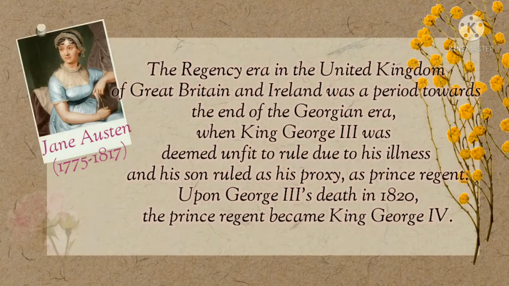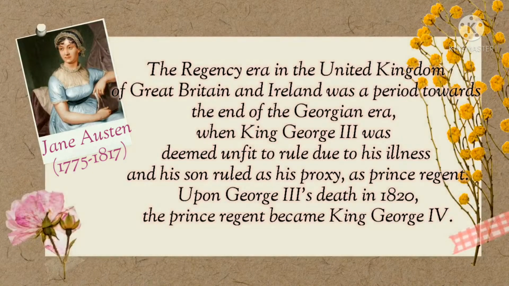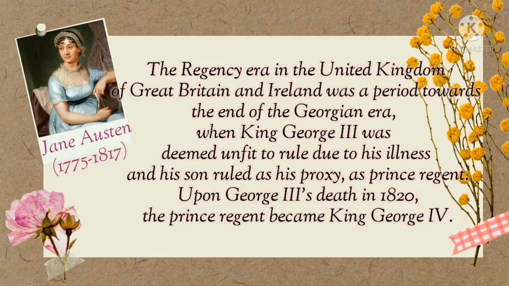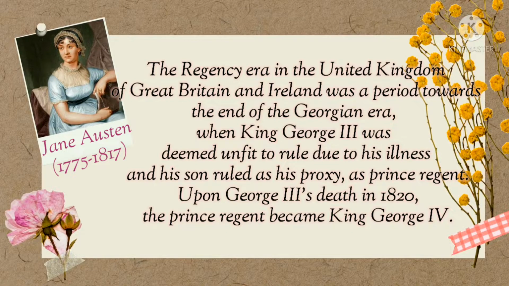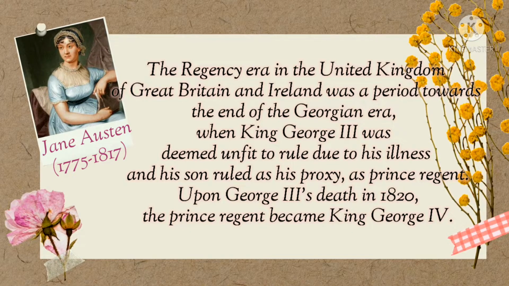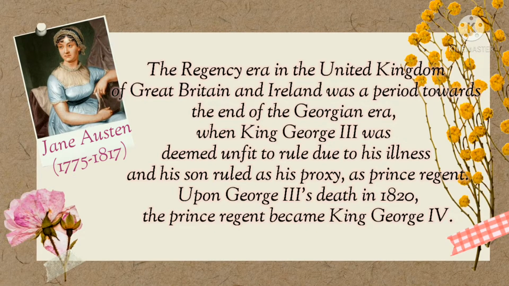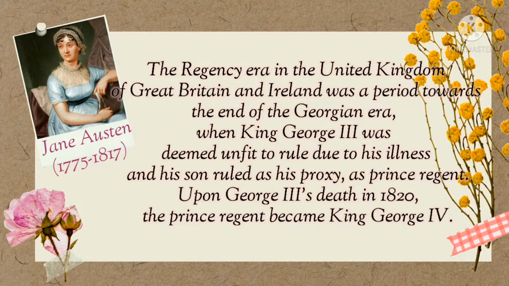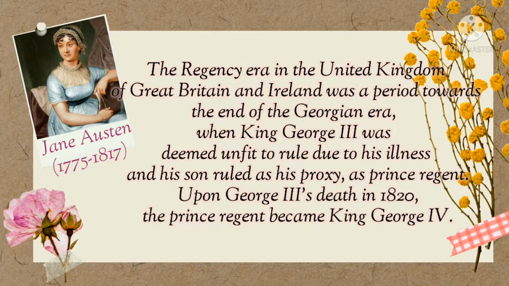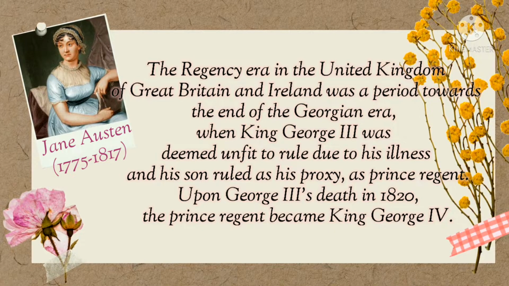The Regency era in the United Kingdom of Great Britain and Ireland was a period towards the end of the Georgian era, when King George III was deemed unfit to rule due to his illness, and his son ruled as his proxy, or as Prince Regent. Upon George III's death in 1820, the Prince Regent became King George IV.